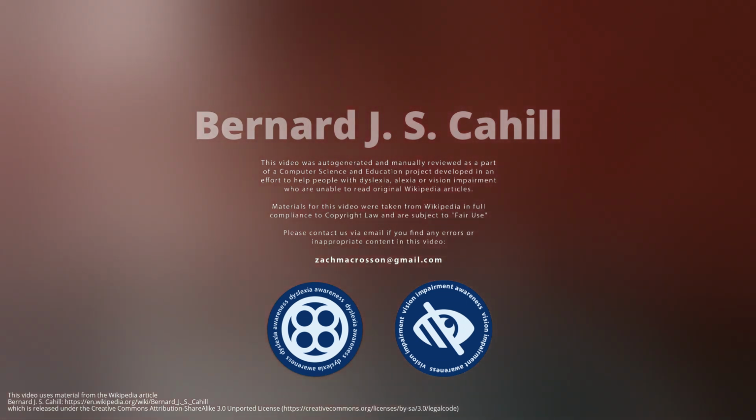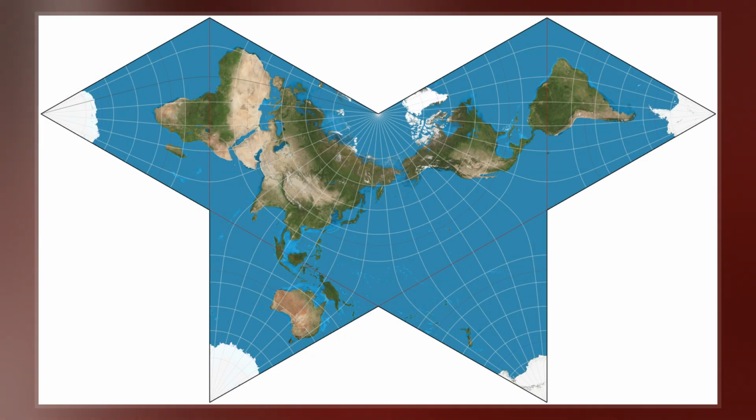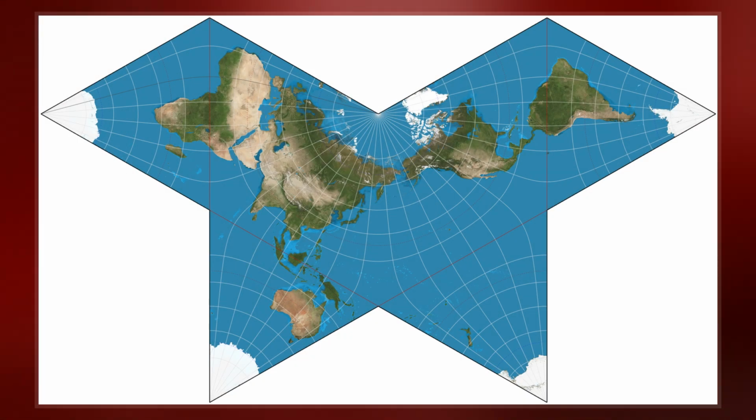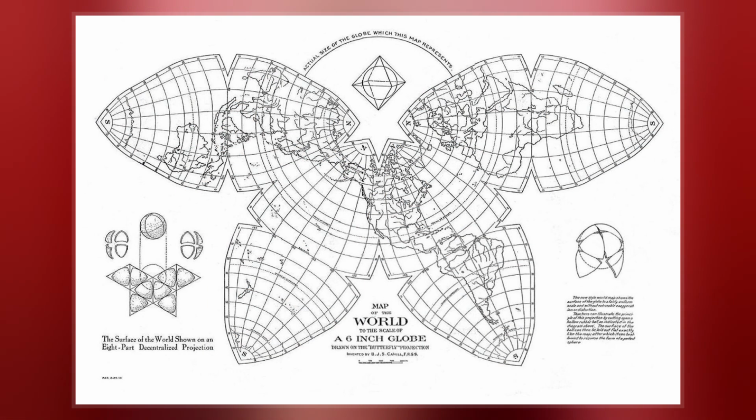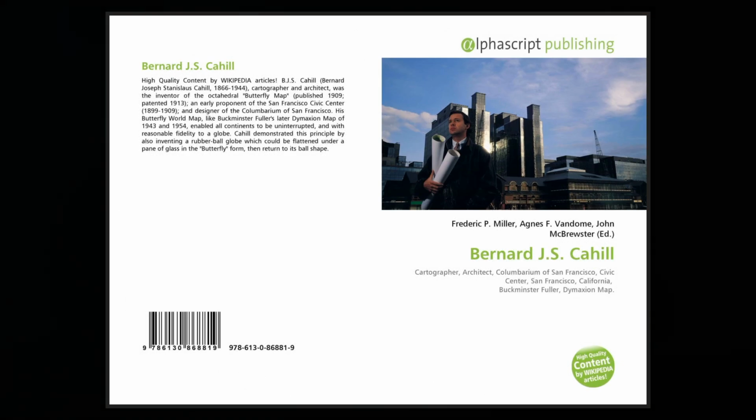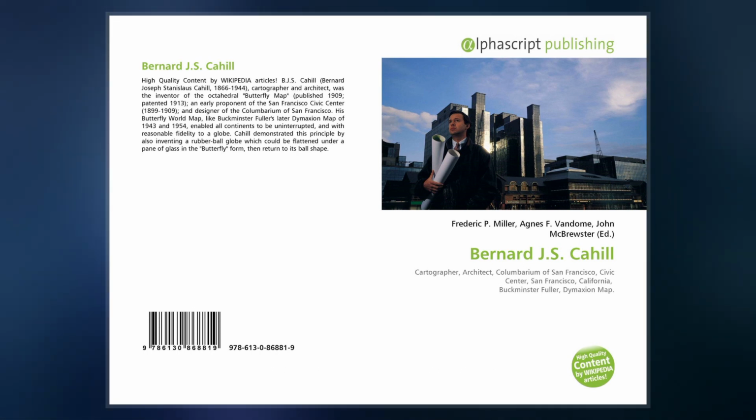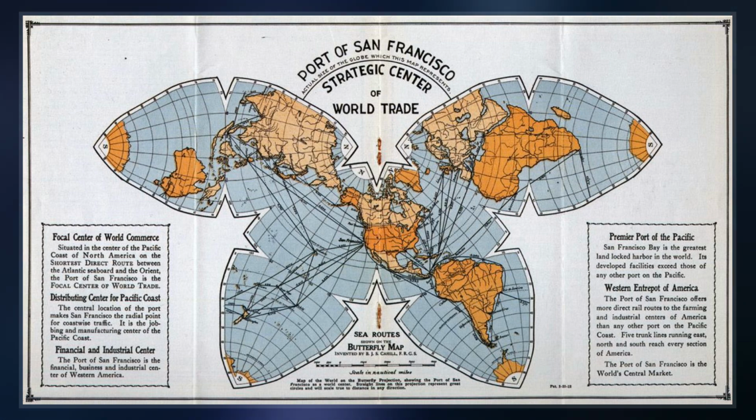Bernard Joseph Stanislaus Cahill, American cartographer and architect, was the inventor of the octahedral butterfly map. An early proponent of the San Francisco Civic Center, he also designed hotels, factories, and mausoleums like the Columbarium of San Francisco. His butterfly world map, like Buckminster Fuller's later Dymaxion map of 1943 and 1954, enabled all continents to be uninterrupted and with reasonable fidelity to a globe.